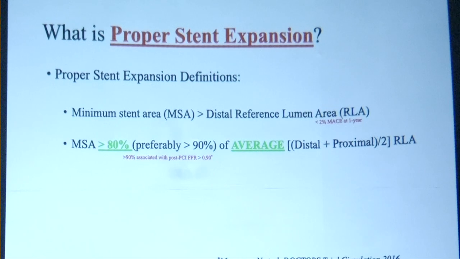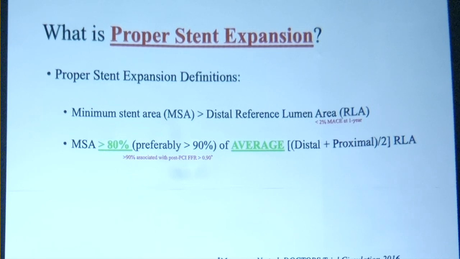What is proper stent expansion? The proper stent expansion definitions are: minimum stent area greater than distal reference lumen area is one of the definitions. Obviously, that means the stent has to be bigger than the lumen itself distally. And this is why the original recommendation with the Palmaz-Schatz stent was 1.1 to 1 sizing of stent. Well, we were never achieving it with the Palmaz-Schatz stent when we deployed it with that method.